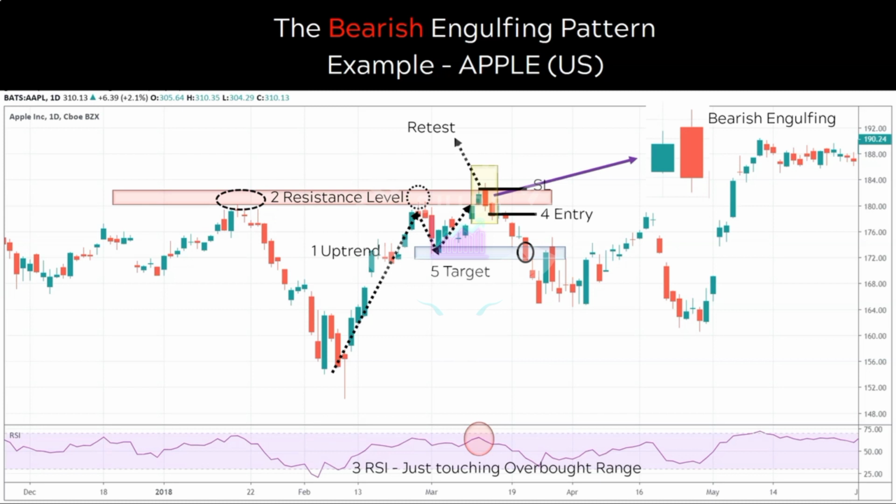So with this I wind up this lecture. This is all about engulfing patterns. In the next lecture, we will learn the dark cloud and the piercing line patterns.